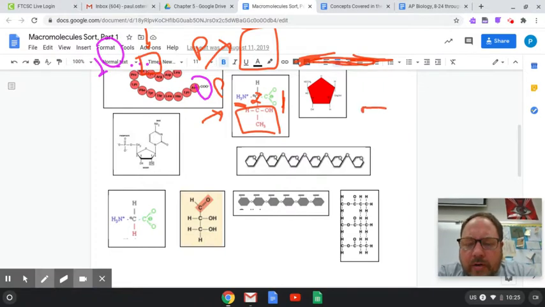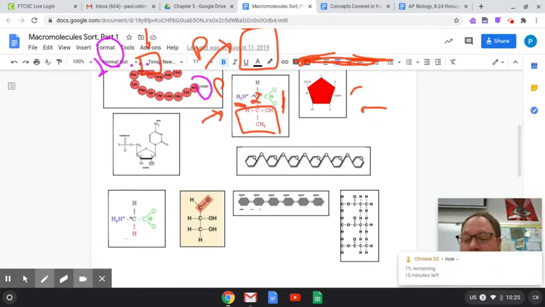In red, what do we got here? It looks like it's CHO with a lot of O. It's in a ring. You see that kind of stuff, that's telling you that it's a carb.